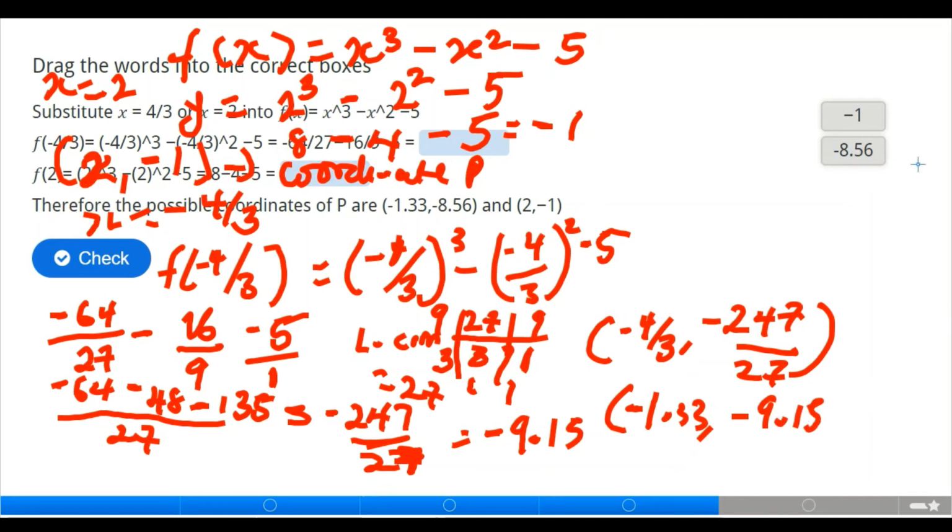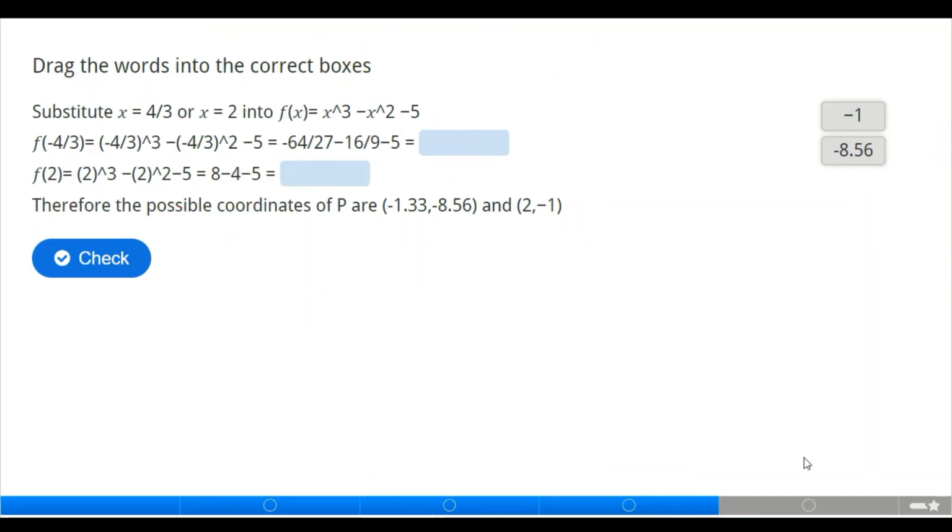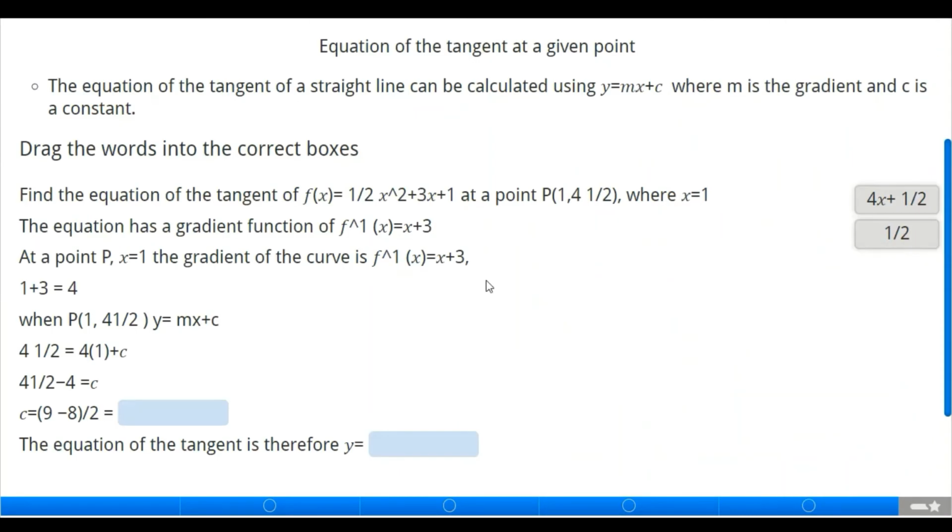Now let's look at the tangent of the curve. How do we go about the gradient? Now, equations of the tangent at a given point.